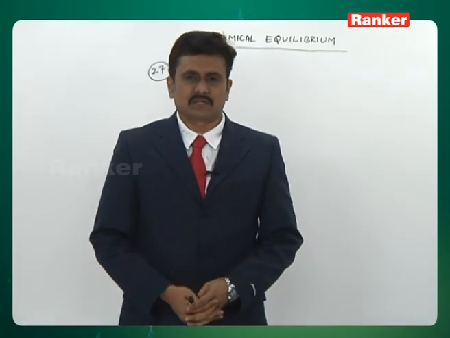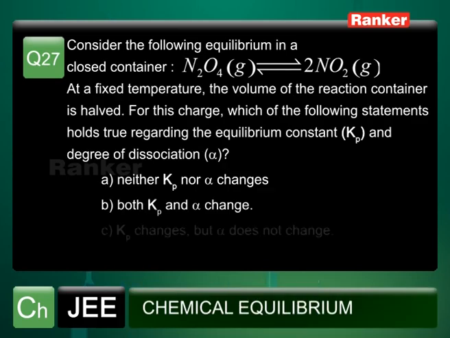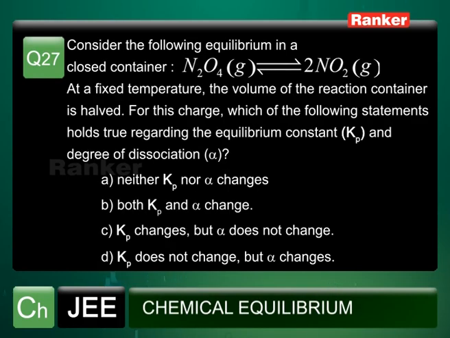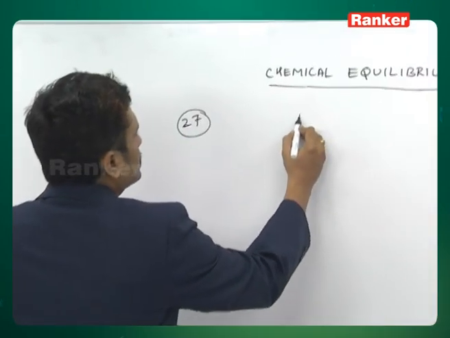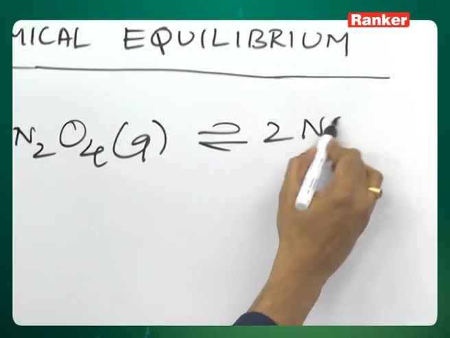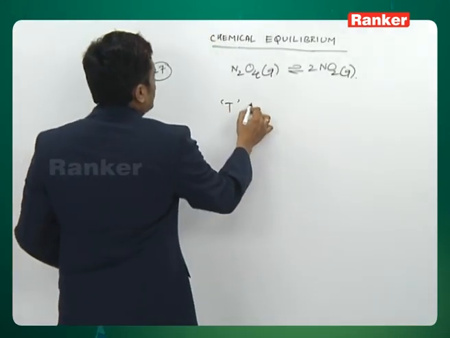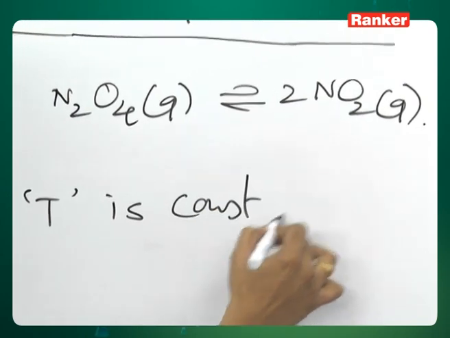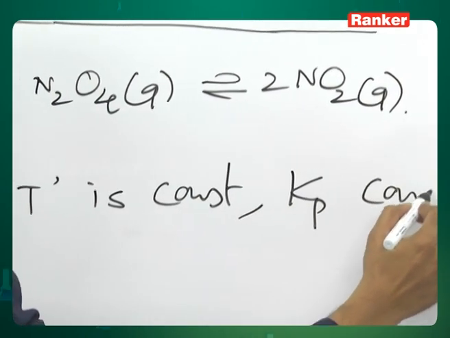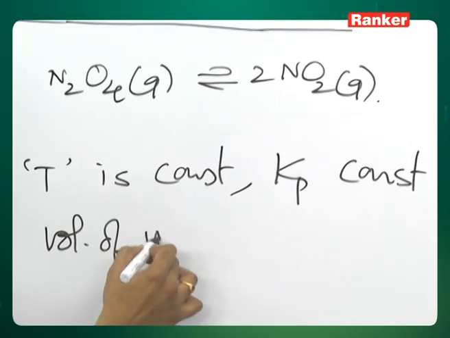We have the equilibrium in a closed vessel where N2O4 dissociates to produce NO2. At a constant temperature, if the volume of the reaction vessel is halved, which of the following changes might take place? As long as the temperature is constant, the equilibrium constant also remains constant, but the volume of the vessel is halved.